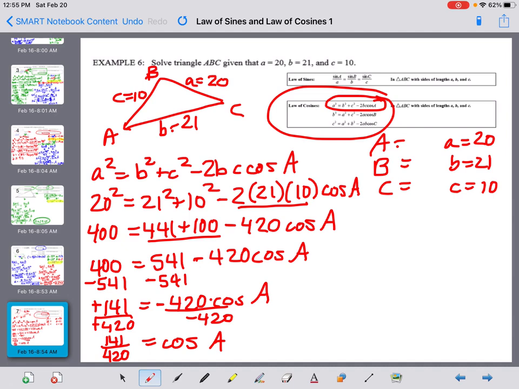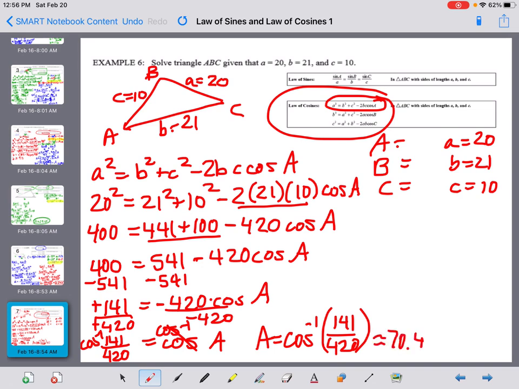I need A by itself. What's connected to A? Cosine. What's the opposite of doing that cosine is the inverse cosine. What I do to one side, I do to the other. So A is going to be the inverse cosine of that 141 over 420. Plug that in your calculator. Make sure you're in degree mode. 141 divided by 420. And we should get an angle of about 70.4 degrees.